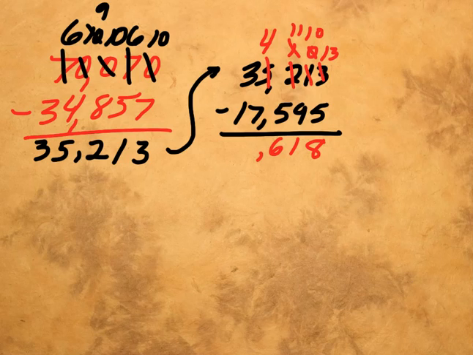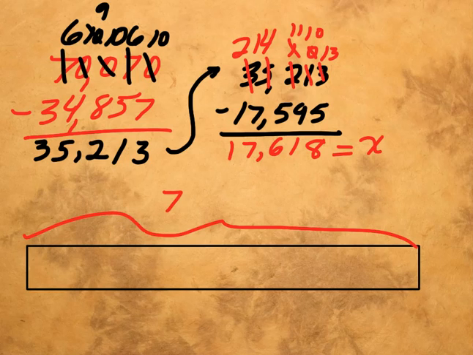Now I've got one more place value to deal with here, actually 2. I can't subtract 7 from 4. I have to do some borrowing and regrouping. That 4 becomes 14. The 3 in the 10,000 place becomes 2. I continue my subtraction. 14 minus 7 is 7. And 2 minus 1 is, yes, 1.